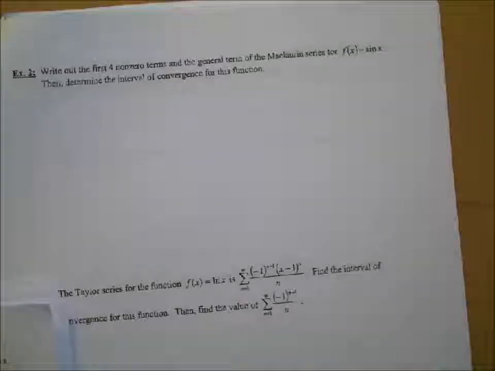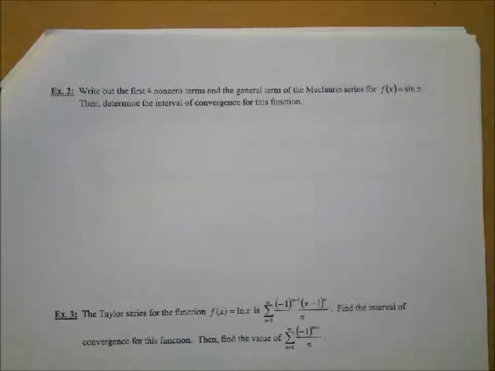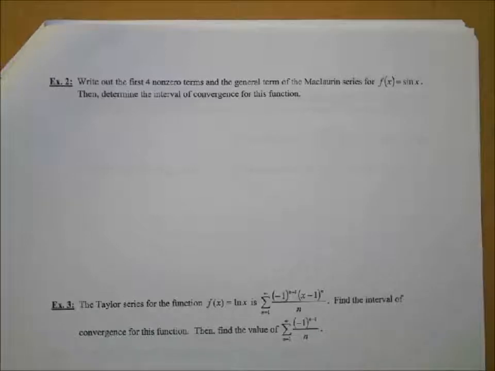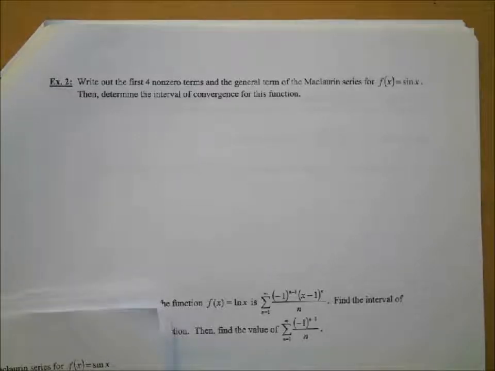Give this one a try. Number 2, go ahead. I'll give you a few minutes to try that one. Okay. Maclaurin series, sine of x, right? That should be something we're familiar with. Remember, sine of x is even or odd? Odd. Sine at 0 is 0, so your first term is 0, and then you want to go all your odd powers and factorials after that. So write out the first 4 non-zero terms, and then determine the interval of convergence for this function.